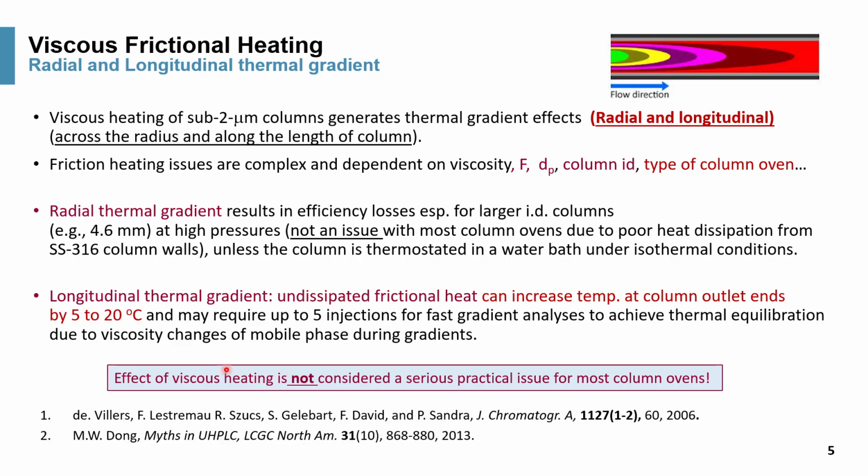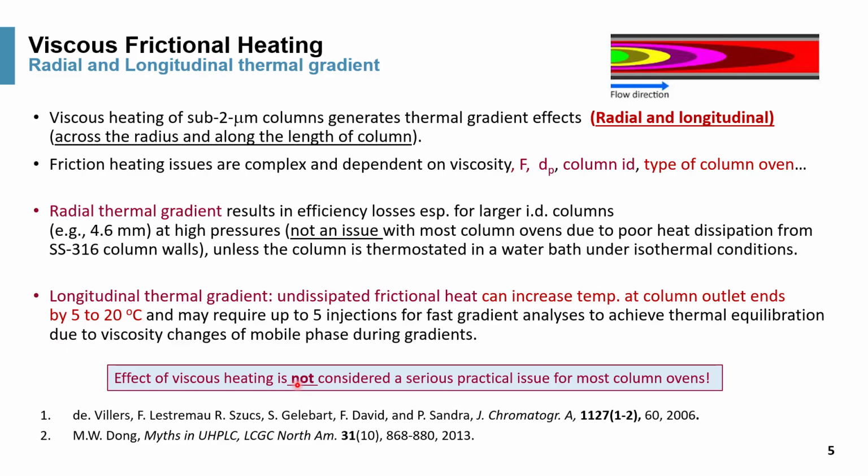The second one is longitudinal thermal gradient, which is undissipated frictional heat that increases the column temperature at the outlet by up to 5 to 20 degrees. If one touched the end of the column under high pressure and reasonably high flow rate, one can see that the end of the UHPLC column is much hotter than the set temperature and the inlet temperature. This could be a problem for fast gradient analysis, requiring several injections to get thermal equilibration.